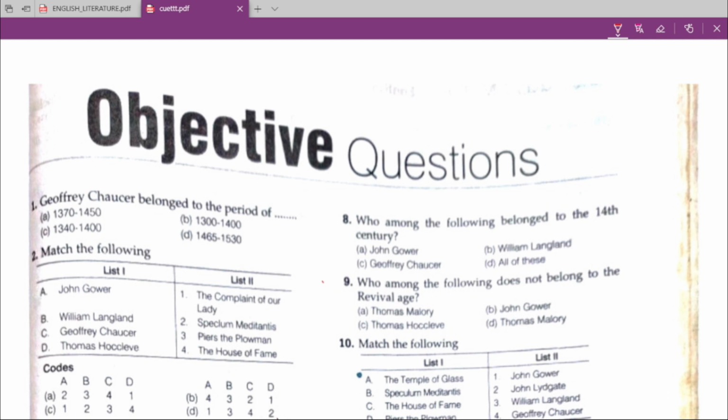This is Santu Sahu and you are watching Sahu's tutorial, and in this video I will be covering some important MCQ questions on English literature for the upcoming CUET PG English literature exam. I have collected some questions from a book in the form of a PDF. So without delay, let's get started with question number 1.